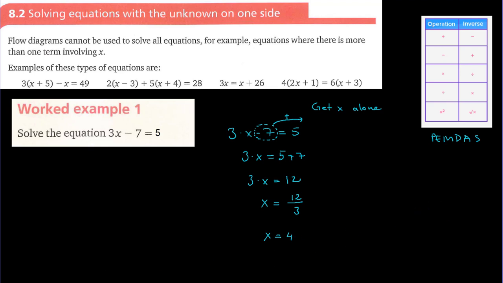Let's check here. 3 times 4 minus 7, is it equal to 5? Let's see. 3 times 4 is equal to 12, minus 7. As you see, it's going to be equal to 5, and it's equal to 5 here, so we did the operation correctly. Are we going to check always? No, this is the first time I'm solving this kind of question for you. That's why I checked here.